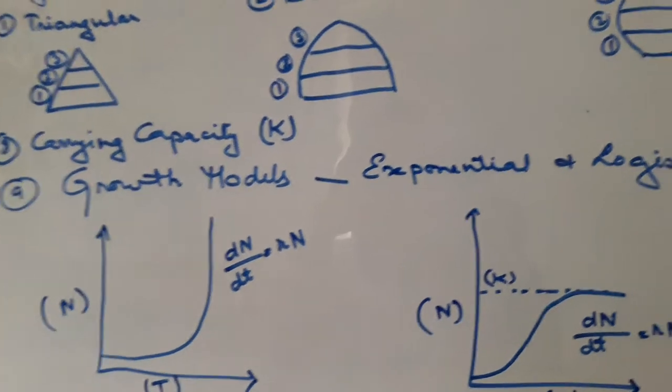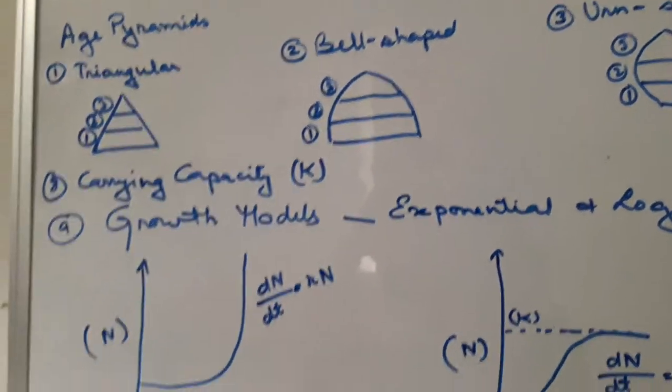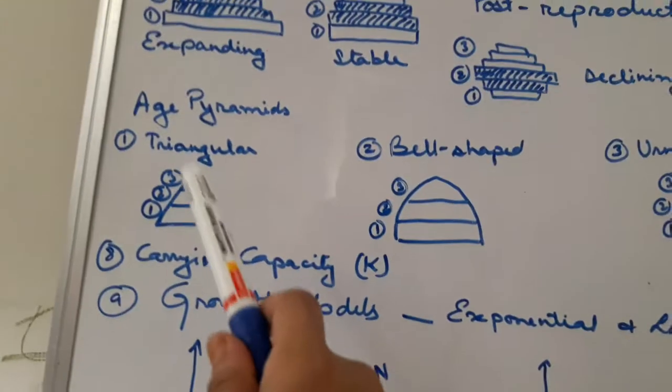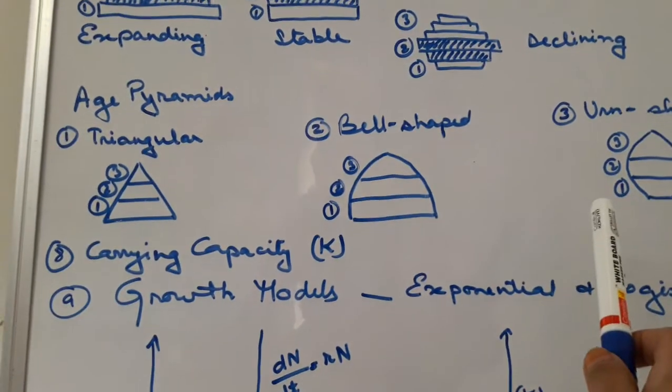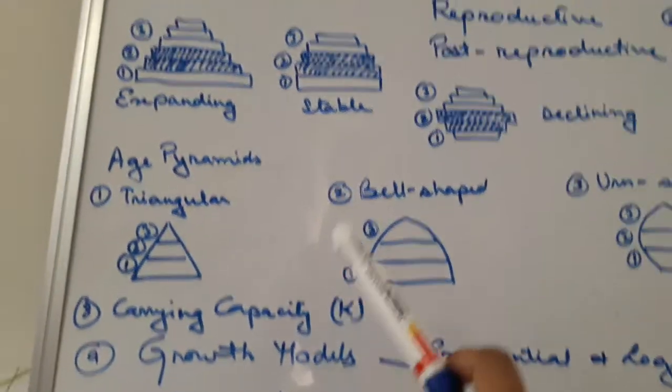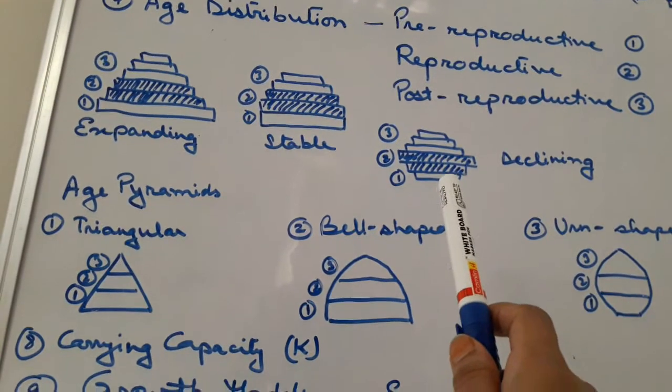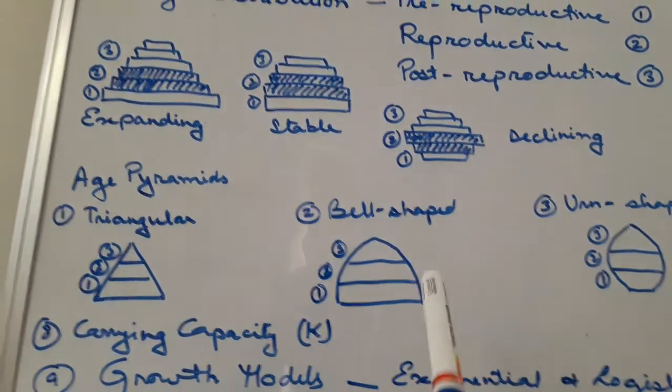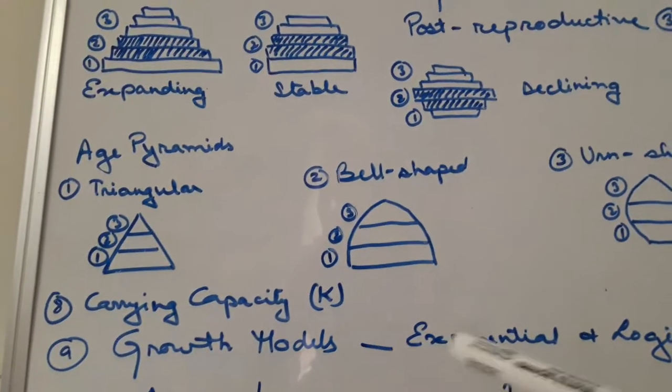Then the age pyramid part is important. If the question comes, what are age pyramids, then you mention these three age pyramids. And if it comes about the age distribution, then you have to mention these three diagrams. Okay, so go through the question first and then write the answer.